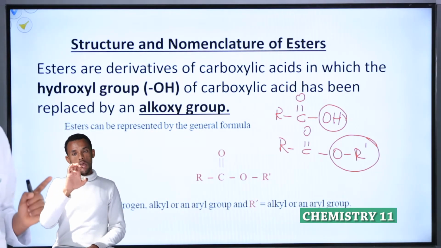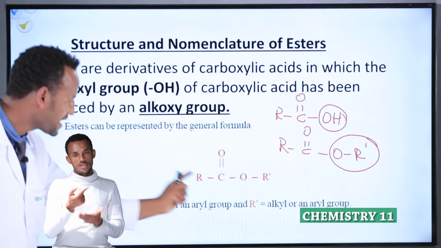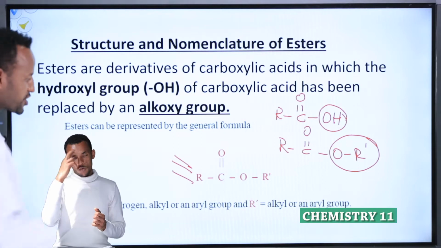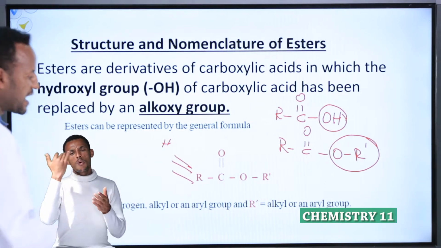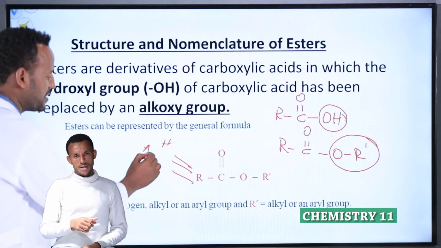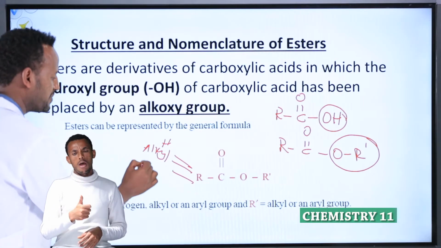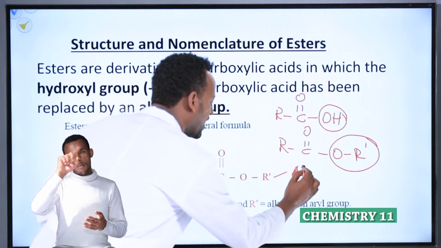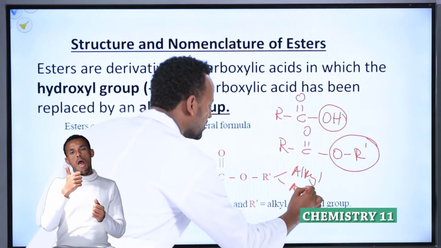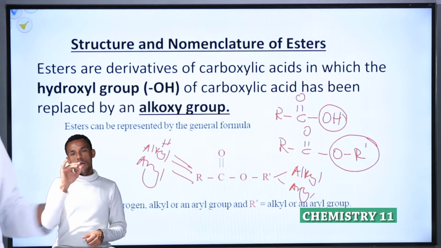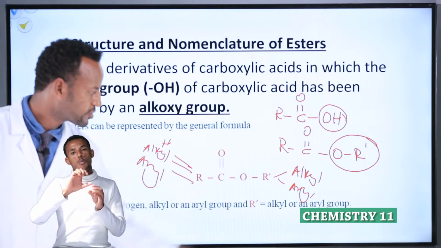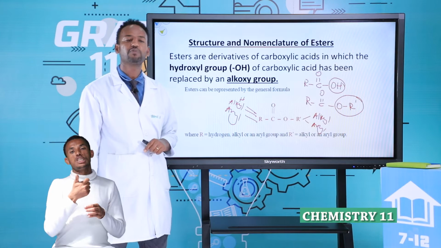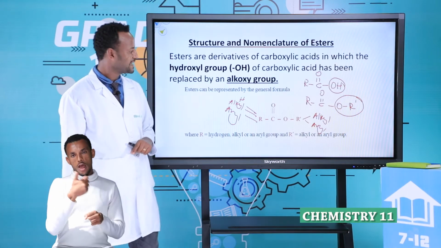Therefore, ester contains 2 R. This R and this R, three possibilities. Because of the acid portion, discussed last time, R may be hydrogen, alkyl, or aryl. But in the case of R prime, two possibilities, alkyl and aryl, because this is the alcohol portion. In the alcohol portion, alkyl and aryl. In the acid portion, three possibilities: hydrogen, alkyl and aryl.